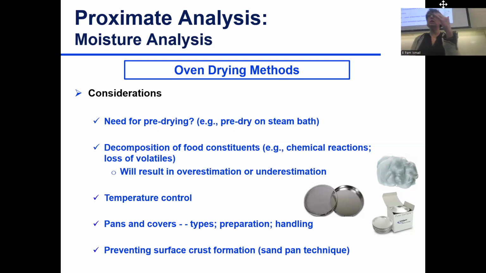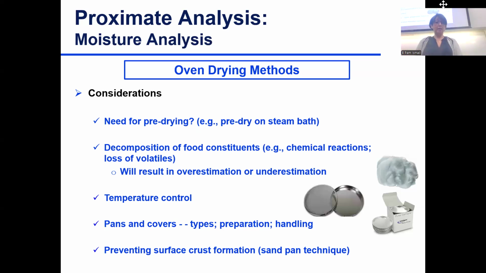What we do in this situation is we pre-dry it a little bit before putting it in the oven. So we weigh the sample so that we have the weight of the wet sample. We put it in a water bath or a steam bath, and then we let it evaporate until it becomes kind of a concentrated milk, and then put it in the oven. This is part of the official methods of analysis for milk.